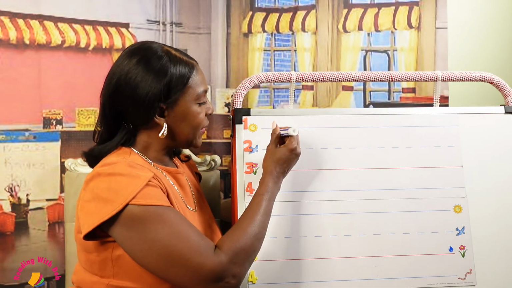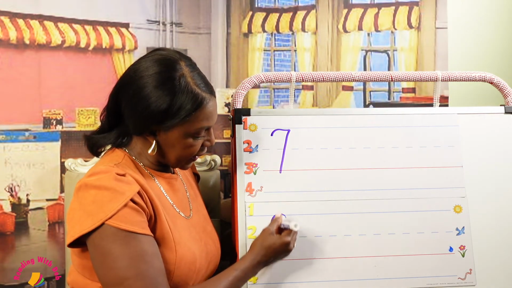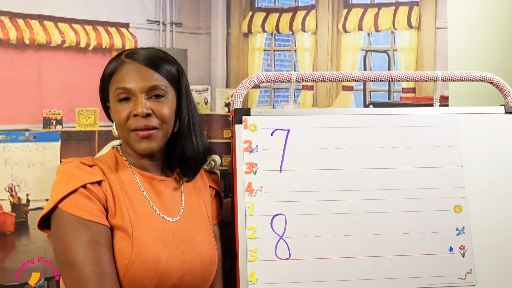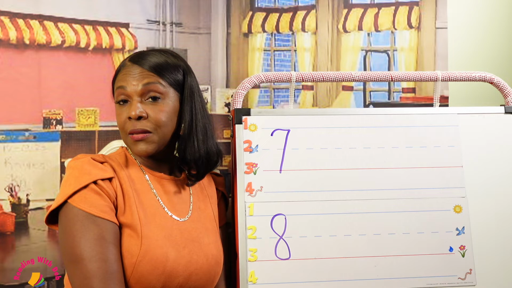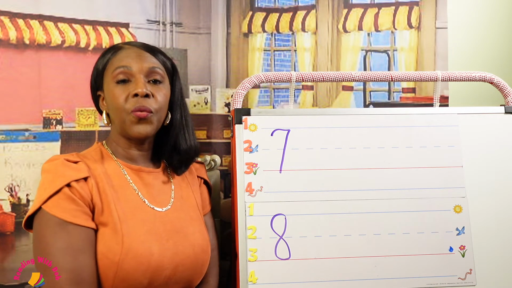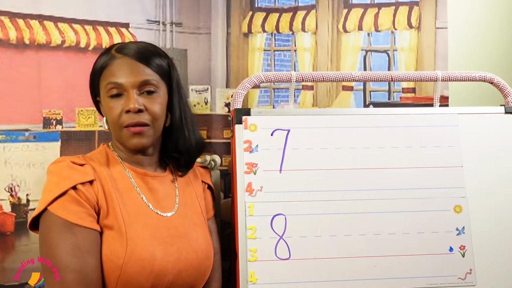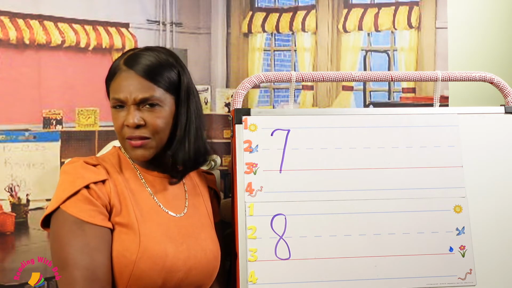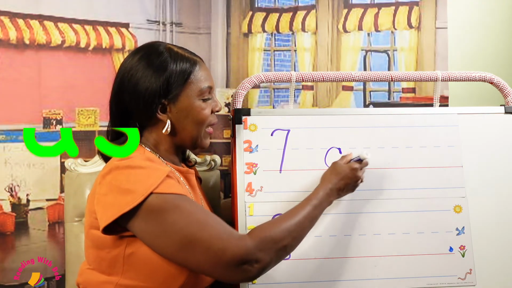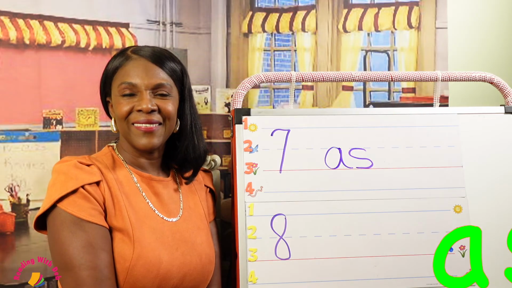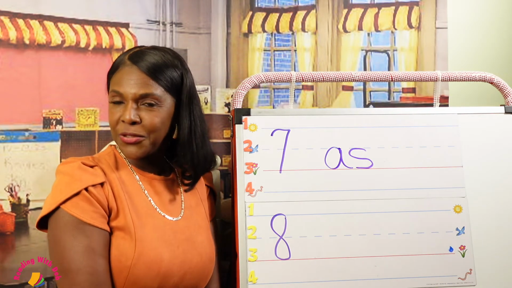All right, number 7 and number 8. Number 7. It's a sight word, the word that we had today in this lesson. The word is as. As. How do we spell as? A-S. As. I work as a teacher.